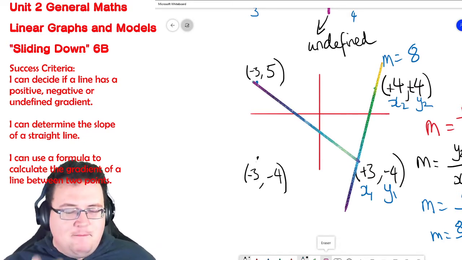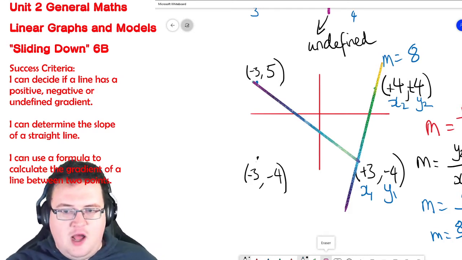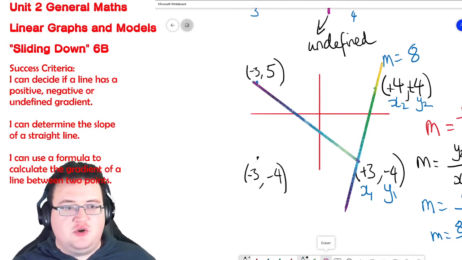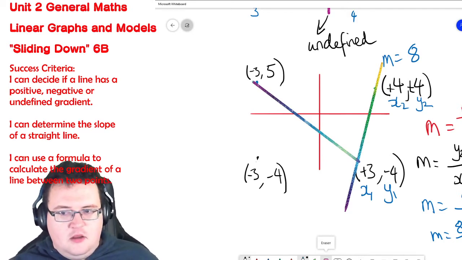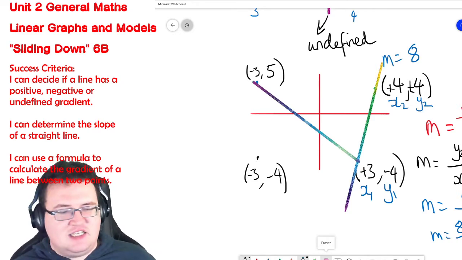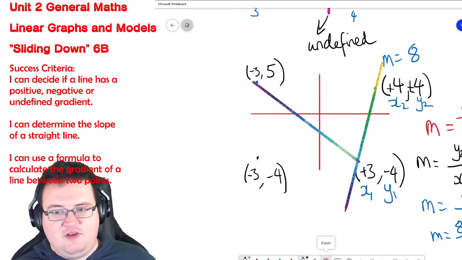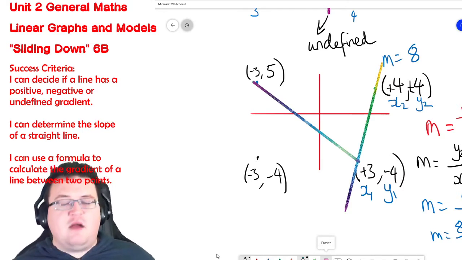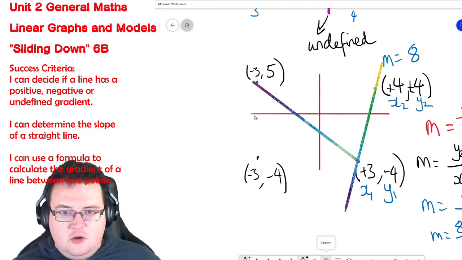But by doing it my way, as in the one on the left is always x1 and y1, and the one on the right is always x2 and y2, you have less opportunities to make a mistake. Because if you do get it the wrong way around, you might forget to cancel out certain negatives, and all of a sudden you might end up with a negative answer instead of a positive answer. So it's about reducing opportunities to make mistakes. So let's look at this line here.